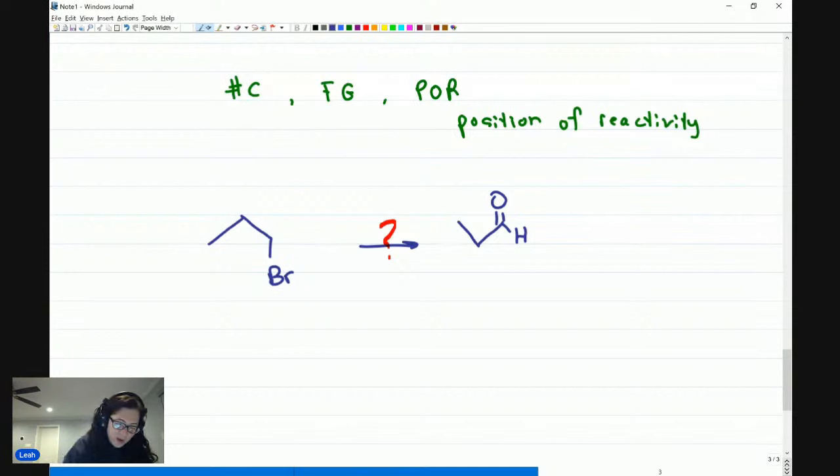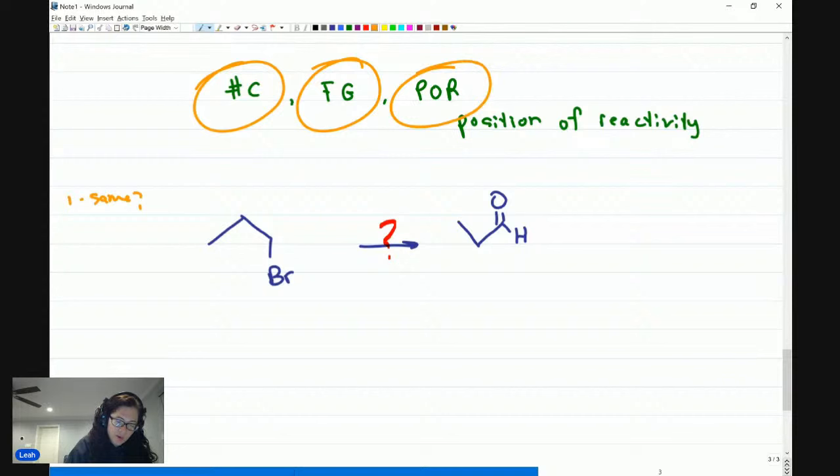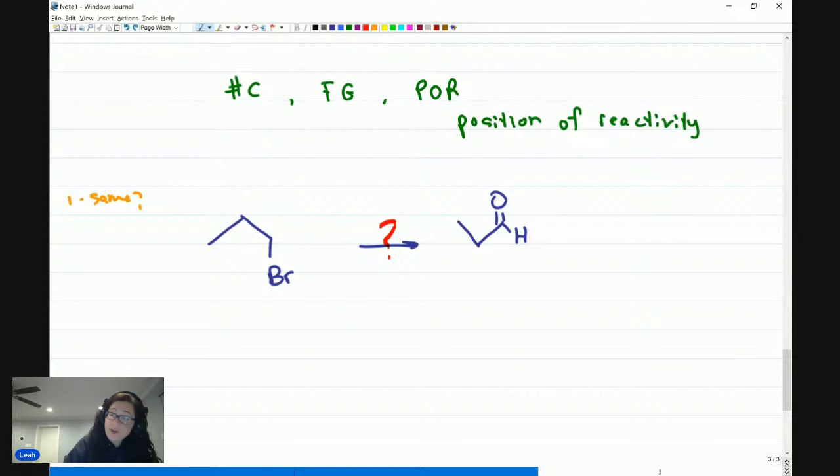With question number 1, what is the same? When looking at what is the same, remember number of carbons, then the groups and where the groups are located. I like to number everything so I can clearly match reactant to product. 1, 2, 3. And that would then be 1, 2, and 3.